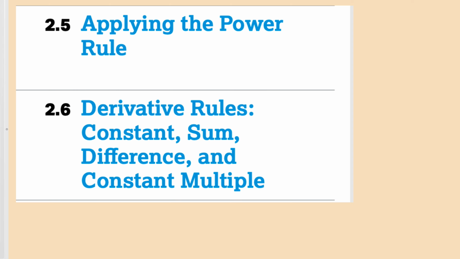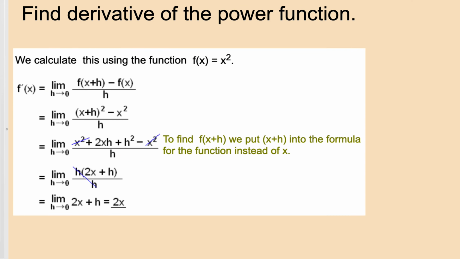This is going to be 2.5 applying the power rule, 2.6 derivative rules: the constant, sum, difference, and constant multiple rules. Let's take a look at our favorite function f of x is equal to x squared and use the definition of a derivative to derive the derivative. And you can see at the very end the answer is 2x, and that is a formula that will give us the slope of any tangent line at any x value.